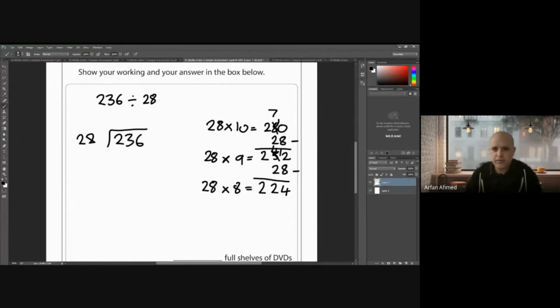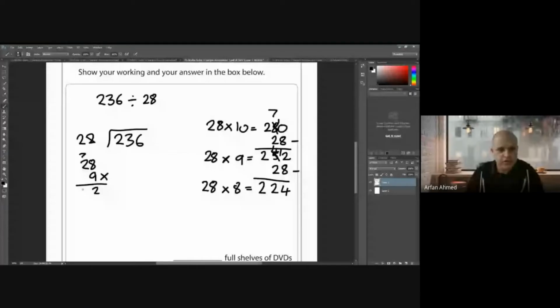You could have worked out what 28 times 9 is, separately, like this. 8 9s are 72. Carry the 7. 2 9s are 18. 18 plus 7 is 25. So you still get to 2, which is what we got originally here on the right hand side. So you can work them out separately. So it's pretty close to 224, which is 28 times 8. So it goes into 8 times. So that's your first answer.